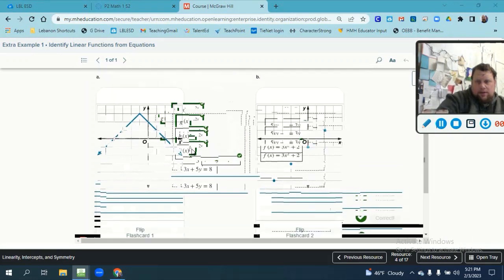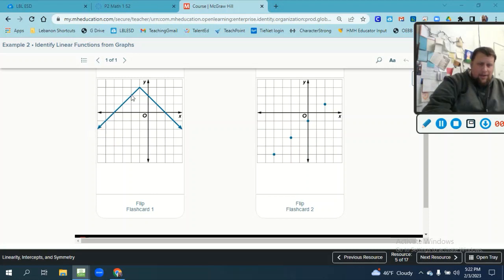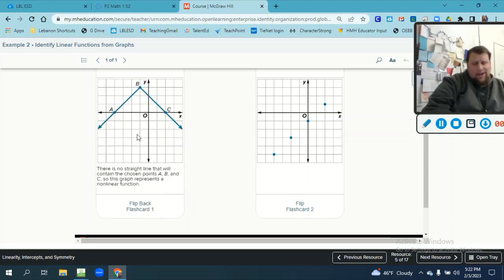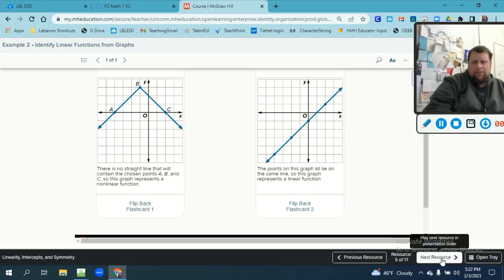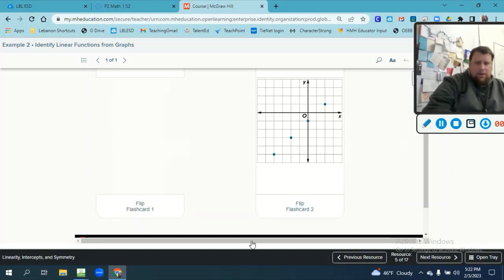All right, looking at this one. Yeah, there's no straight line that can contain all this. This is not a straight line. This, however, I can connect with the line. Let's look at that. See how a straight line can go through that? It is linear. So nonlinear, linear. Boom. Let's flip it back, though.